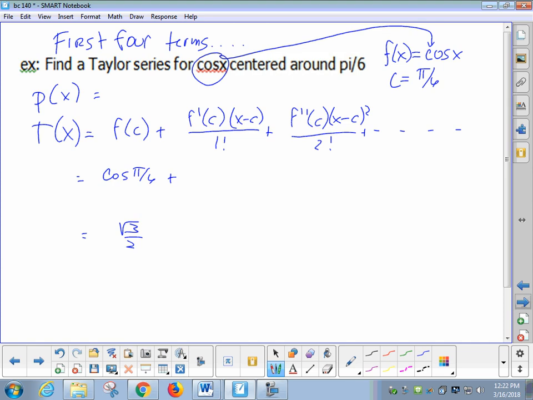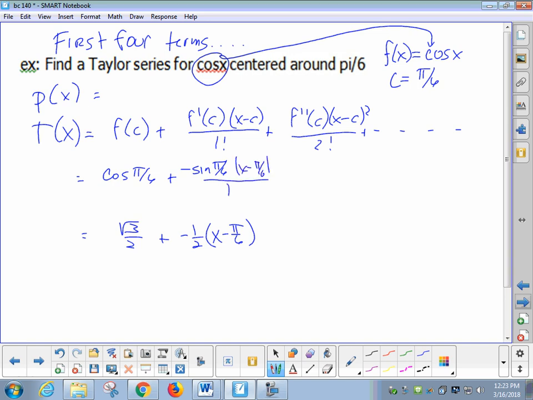Okay, plus f prime. What's f prime? Negative sine. At c that is negative sine of pi over 6, that is negative 1/2. X stays x. This is meant to be a function that works for any x you want. But c is c. What's c? Pi over 6. Okay, we're centering it. You could think of it as we shifted our whole polynomial over to pi over 6, right? X minus pi over 6 over 1.